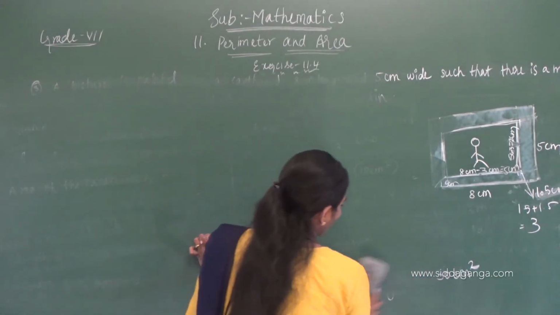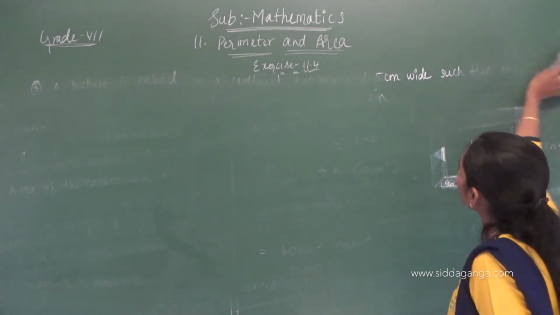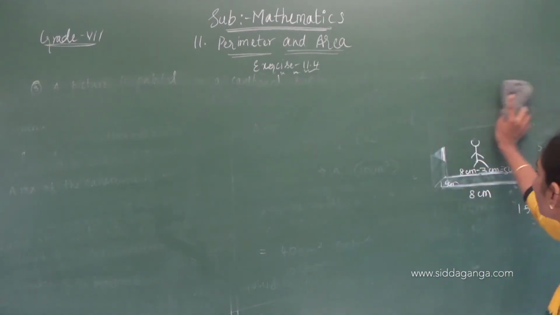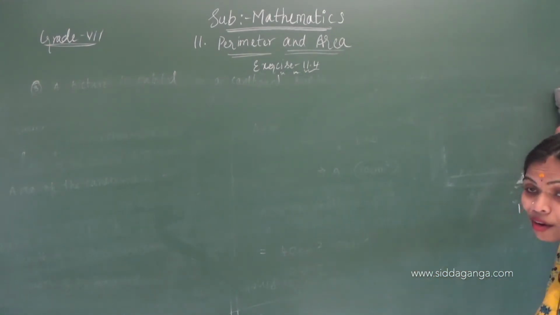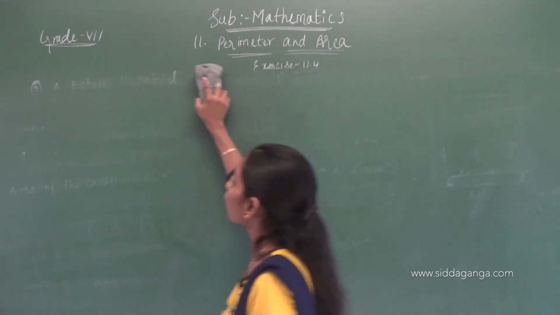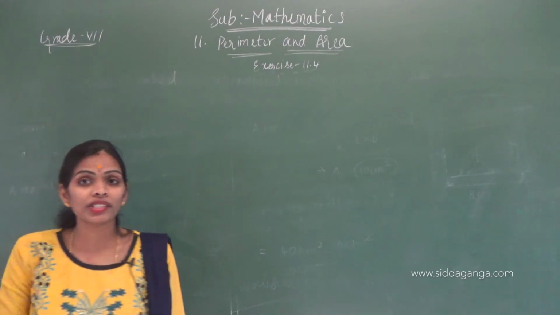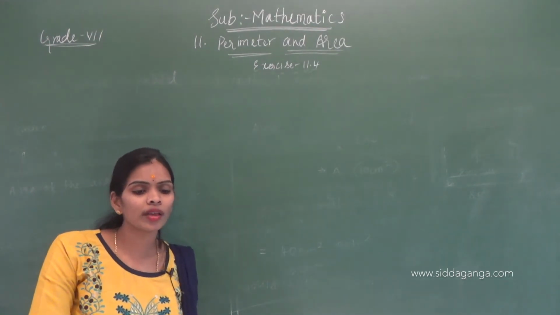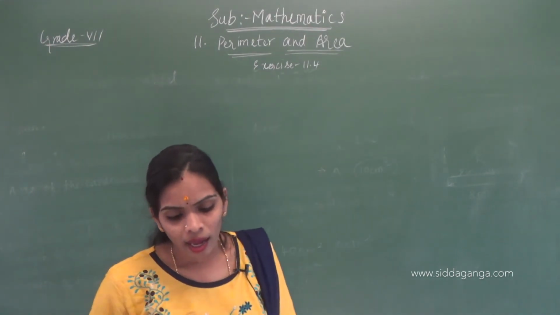Just read the question properly. Then only you can understand what you have to find, whether the inner rectangle we have to find or the remaining area we have to find, and what we have to convert, whether the given units are in centimeters or meters. Just read them carefully, then you will get the answer.